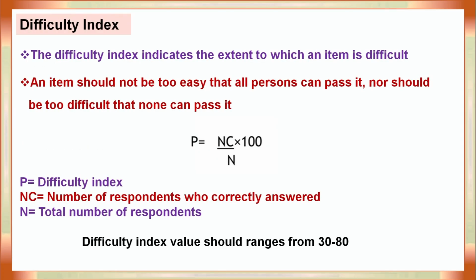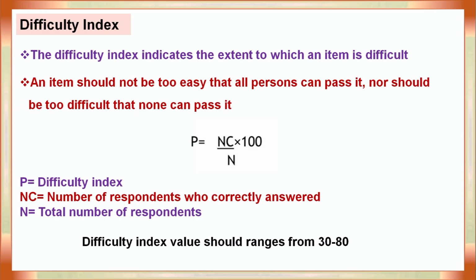Now, starting with the difficulty index. What is the difficulty index? The difficulty index basically indicates the extent to which the item is difficult. In layman's terms, it means the proportion of respondents who answer a particular item of the knowledge test in the right way, or the proportion of respondents who fail to answer a particular question in the right way. For inclusion of an item in the knowledge test, the item should not be too easy, such that all persons give the right answer, nor too difficult, such that only a few respondents are able to give the right answer. So both extremes should be avoided.